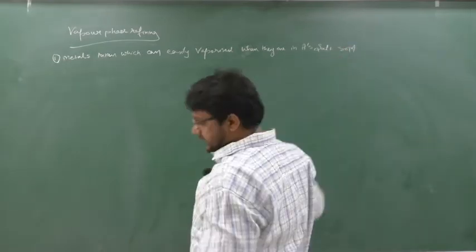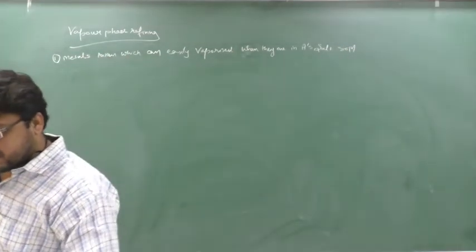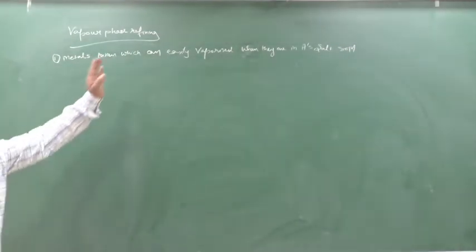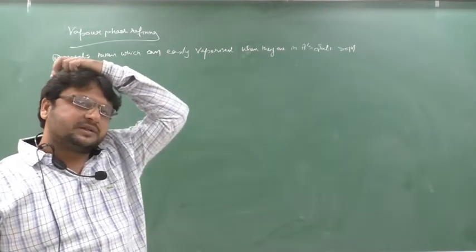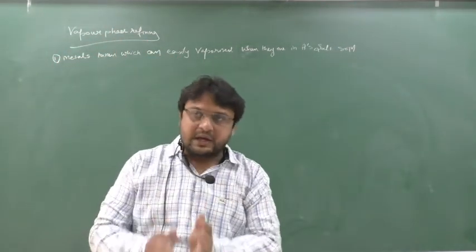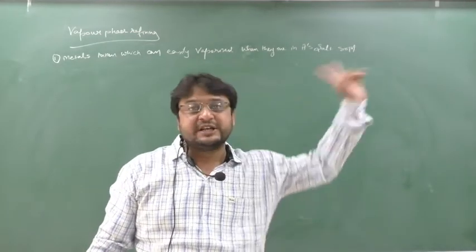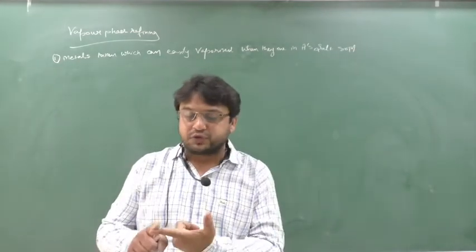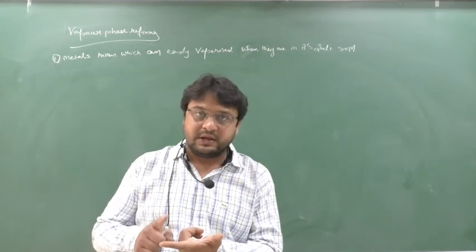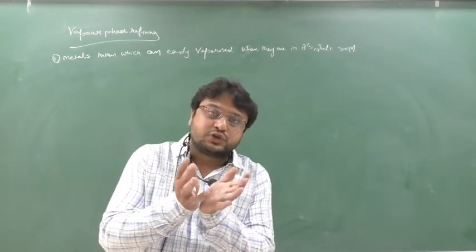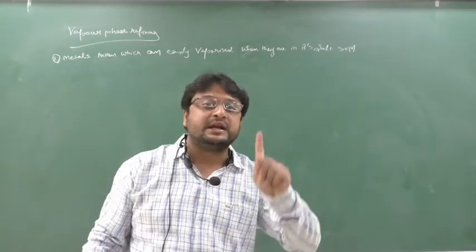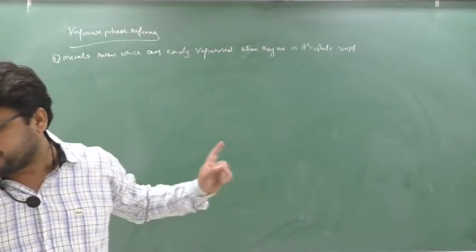Means how to form this? This method is used for such metals. So first that metal is converted into its salt solution, and that salt solution should be easily vaporized. So first the metal should form salt easily, and then the metallic salt we have generated can be easily vaporized. This is the first condition.